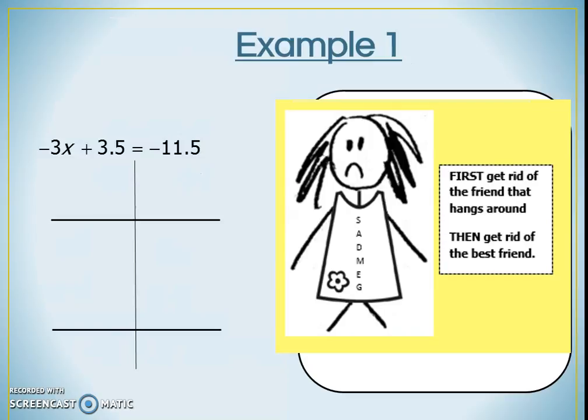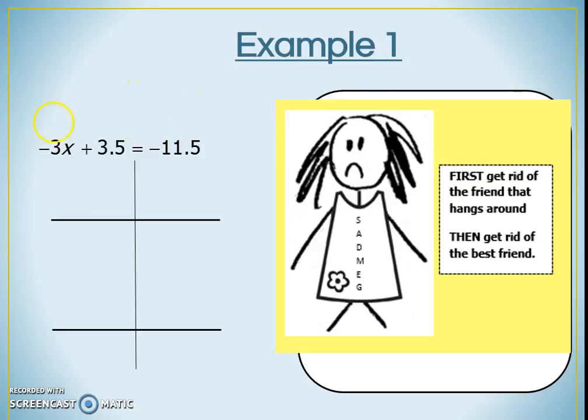The first example is -3x plus 3 and 5/10 equals -11 and 5/10. Now you'll notice that I've already drawn my lines in, but you're welcome to draw your horizontal lines as you're going. Make sure that you always start with your vertical line underneath your equal sign. Once again, that line is there to help us keep track that we're doing the same thing on the left side that we're doing on the right side to keep our equation in balance.